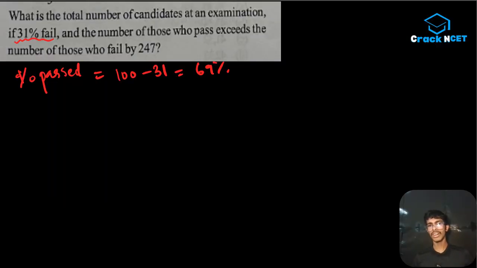And the number of those who passed exceed the number of those who failed by 27. Okay. So what is given over here? The number of those who pass exceeds the number of those who fail by 27. So 69 percentage minus 31 percentage. What is the value of this? 38 percentage.